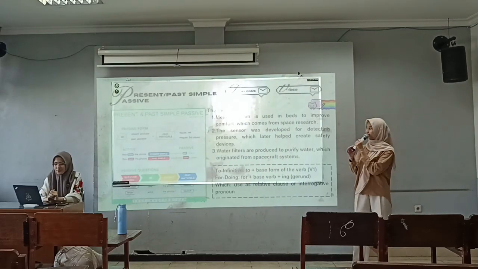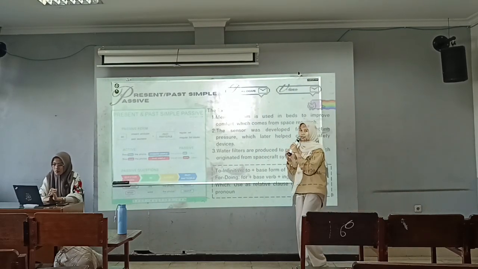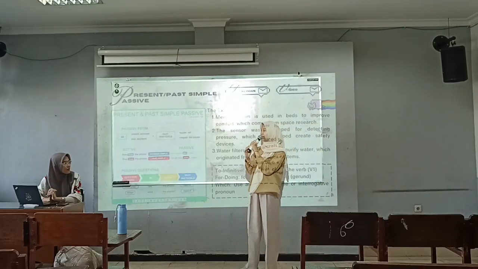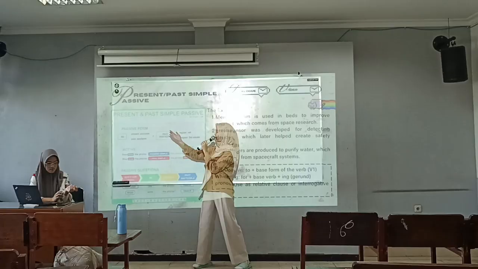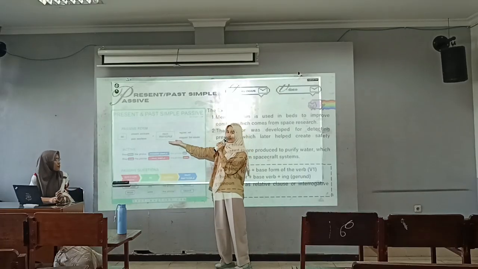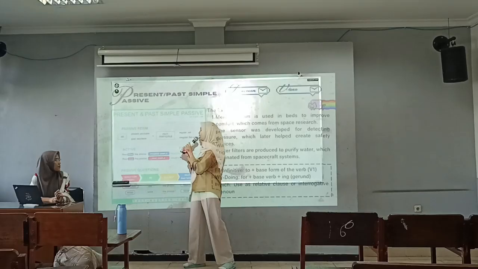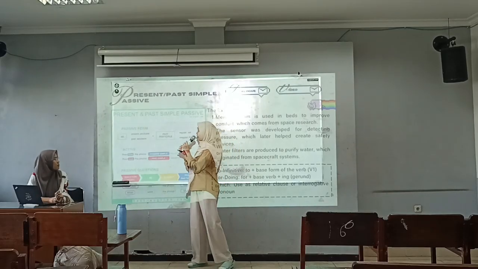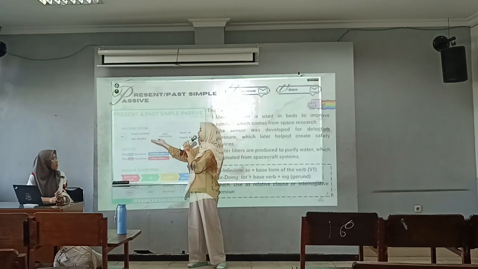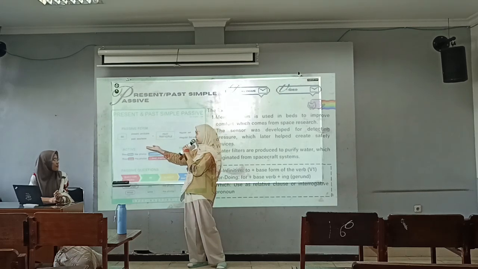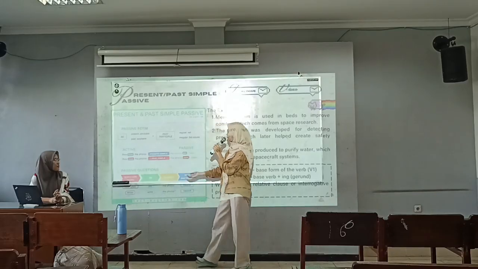And the next thing is grammar: present and past simple passive. The structure is always be plus the past participle. For the present simple passive, we use am, is, are. For the past simple passive, we use was or were.